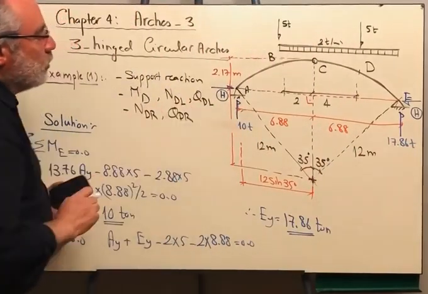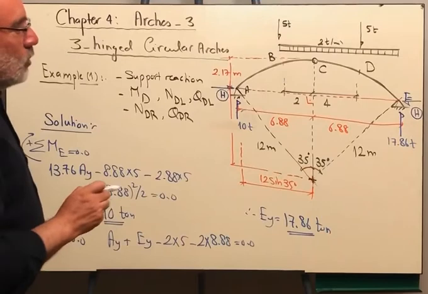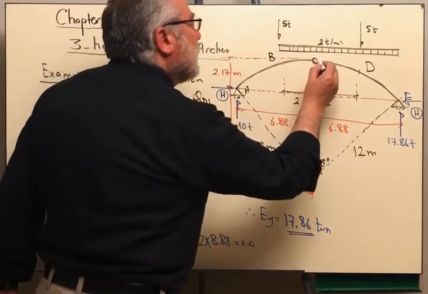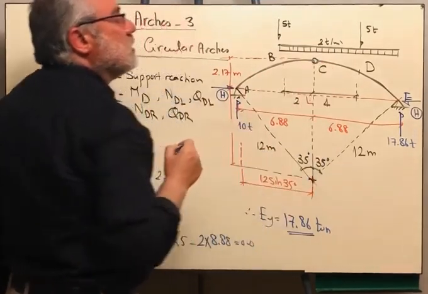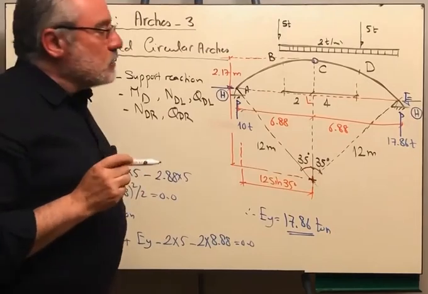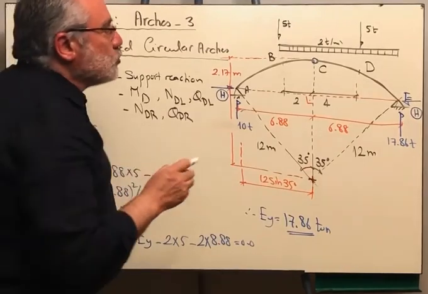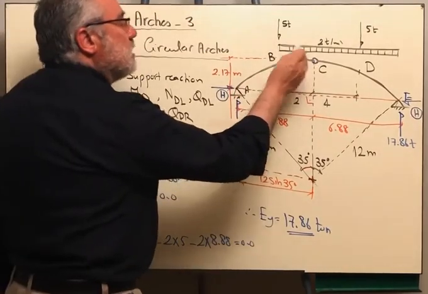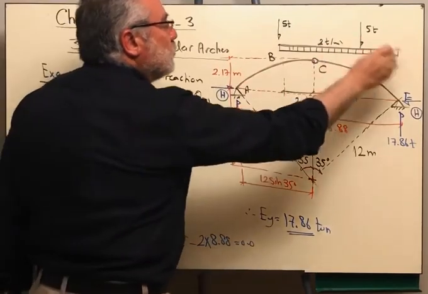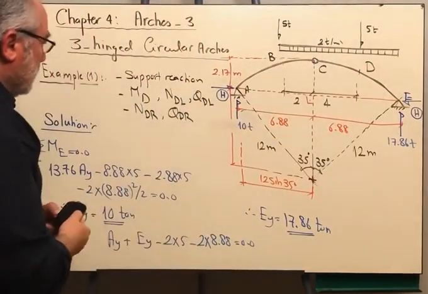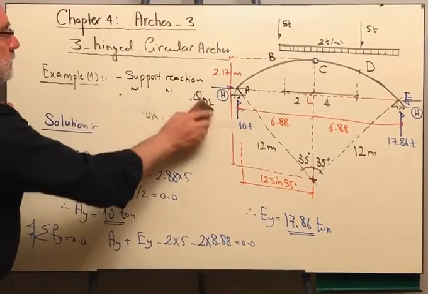Now I want to get the horizontal reaction. Of course, we are having an intermediate hinge. This is the one that is making the arch statically determinate. So I can take moments about this point either from the left-hand side or from the right-hand side. So let us do that.